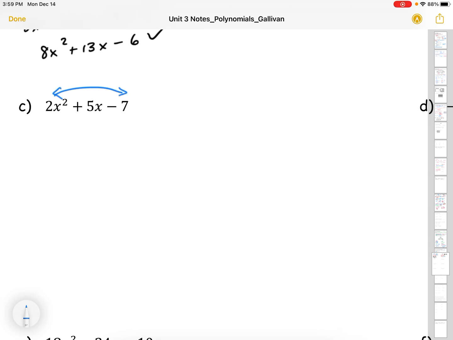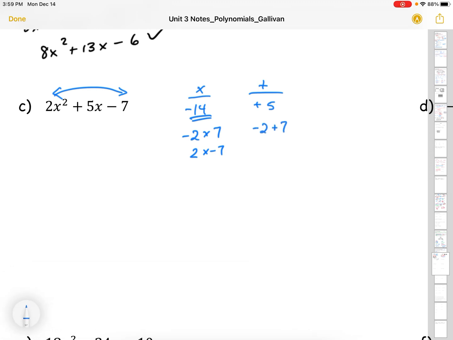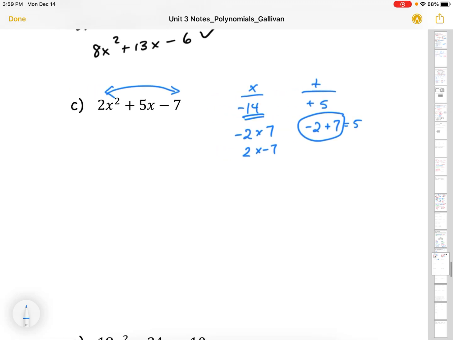Okay, next one. So I'm going to multiply these two to get my product. Okay, so my product is negative 14 and my sum is positive 5. So since my product is negative, that means I've got one negative term and one positive term. So let's list our factors. Negative 2 times 7, or positive 2 times negative 7. Now, I could also use 1 and 14, but I can tell those are way off. So looking at this, negative 2 plus 7 equals 5, so those would be my numbers.